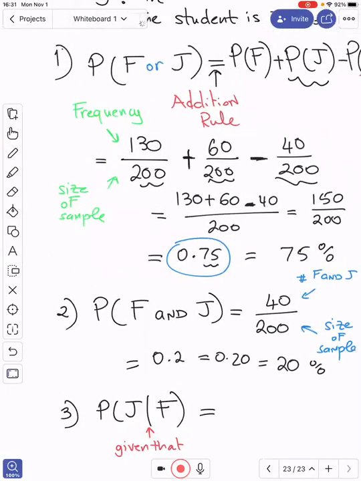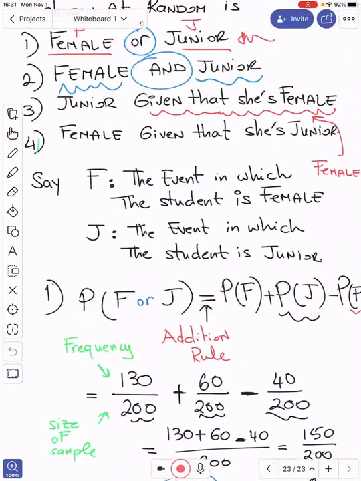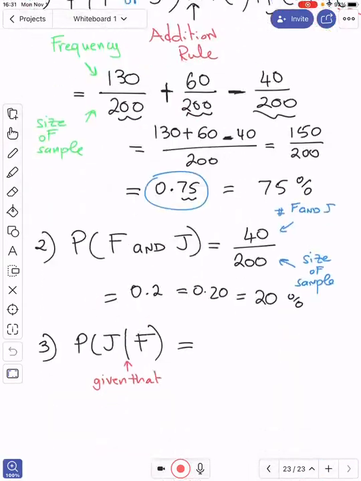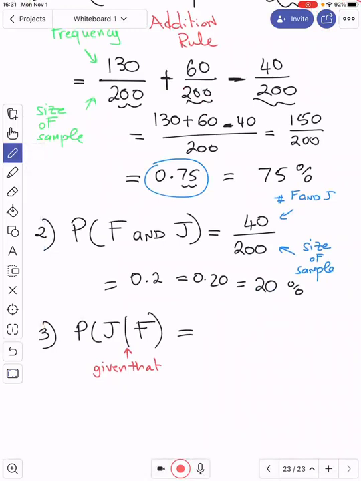As I said, because we know for a fact that the student is a female, we can just forget about the male students. We can just forget about the first row. We're just going to focus on the females, right? So now the question is, how many junior females? We forget about the males. How many junior females? 40. 40, absolutely. So here we're going to have 40 over.